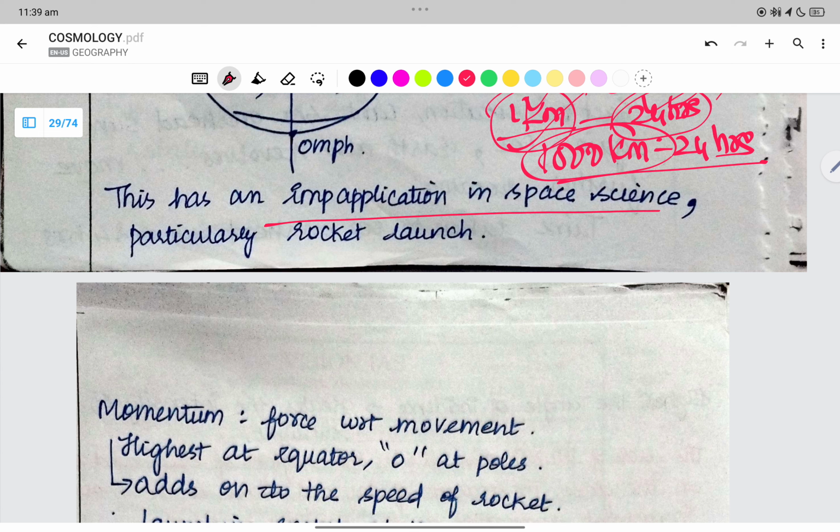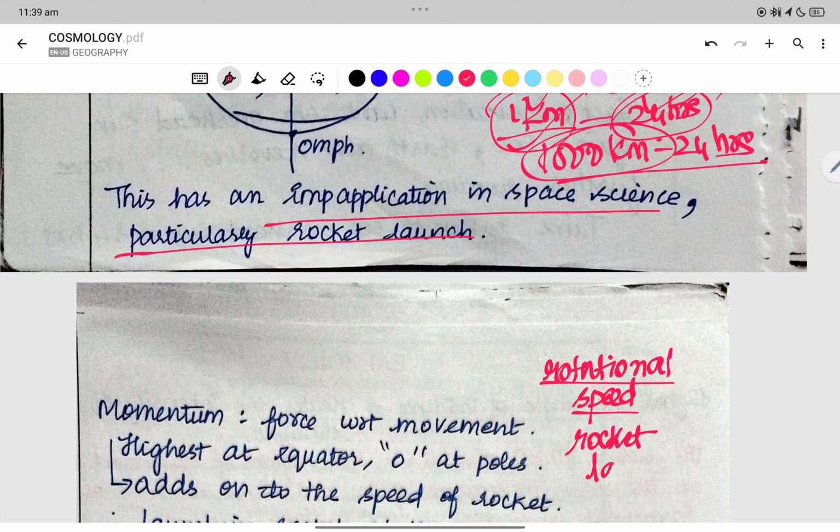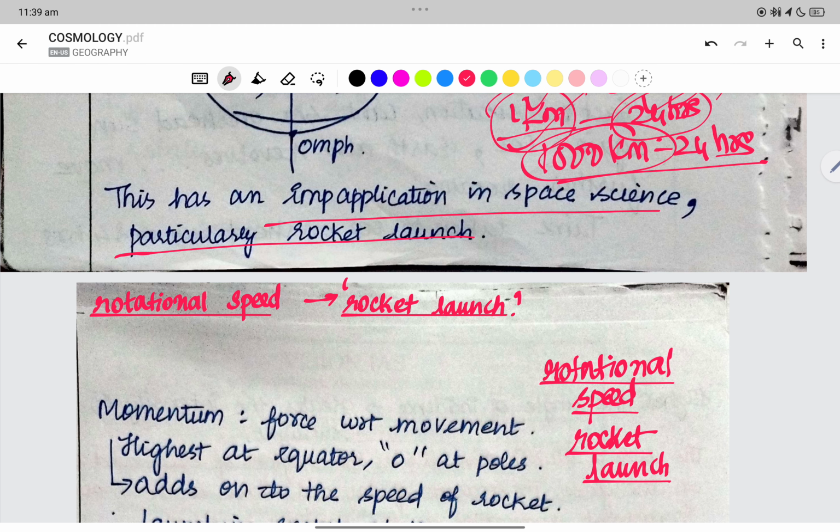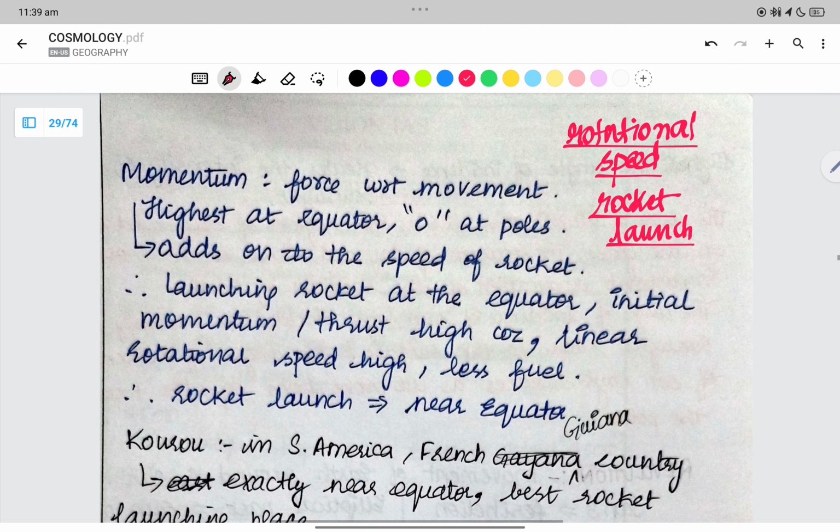This has an important application in space science, particularly in rocket launches. We can say that the rotational speed is important for the rocket launch. We have the rotation, and for the rotation we have a speed, the rotational speed, right? The rotational speed is important for the rocket launch.